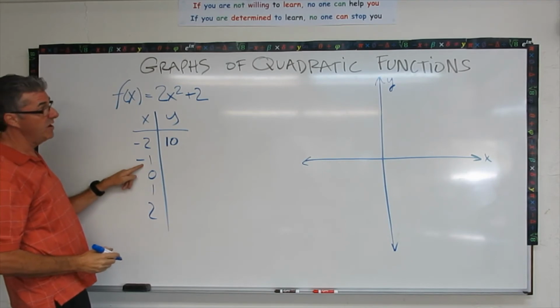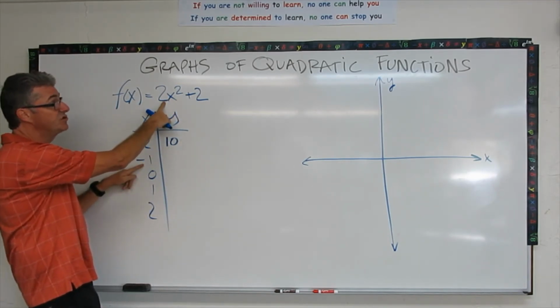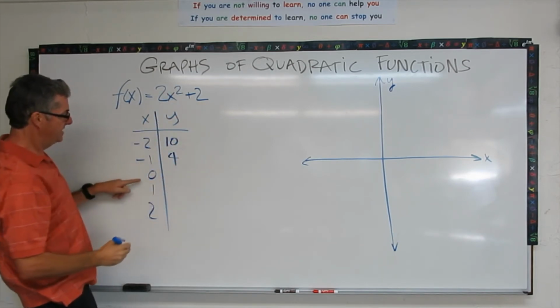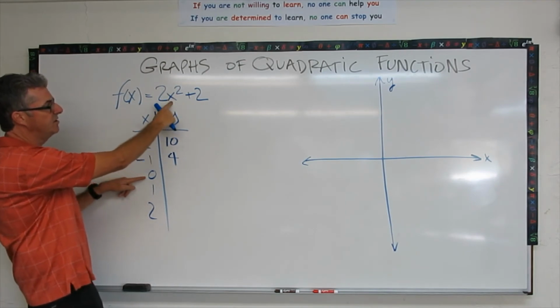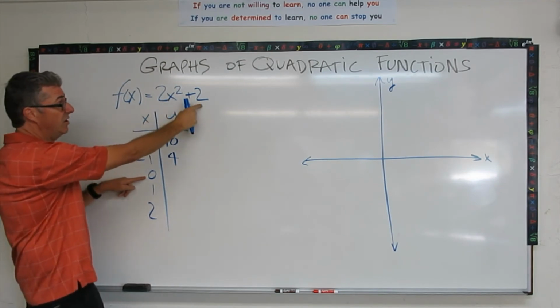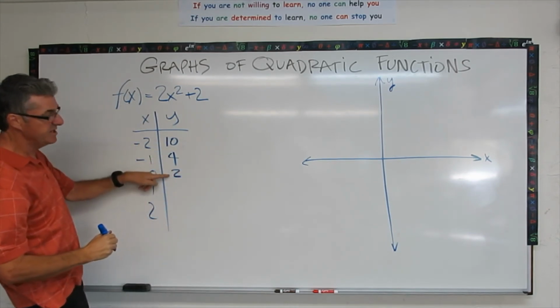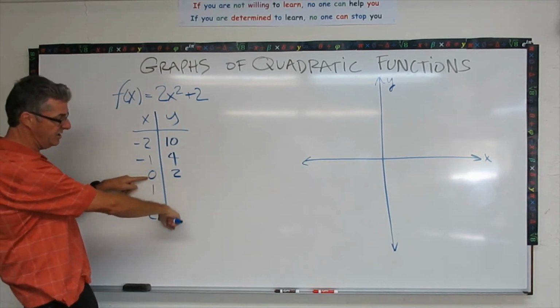Let's plug negative 1 in. Negative 1 squared is 1, times 2 is 2, plus 2 is 4. 0 makes this whole term go to 0, because 0 squared is still 0, times 2 is still 0, so all we have left is the 2. Notice how our numbers are decreasing. But do you think we've got to the vertex? Are they going to start increasing here?